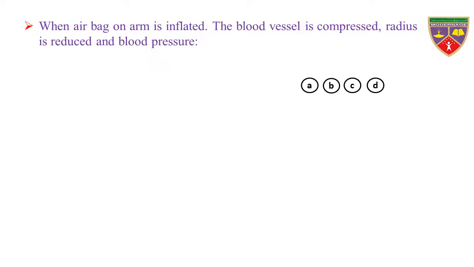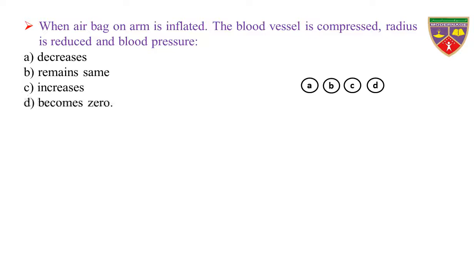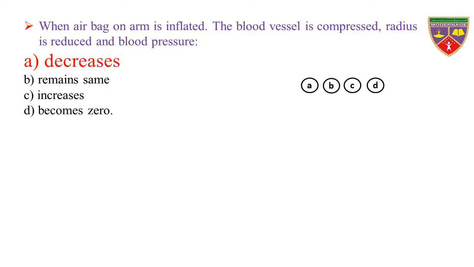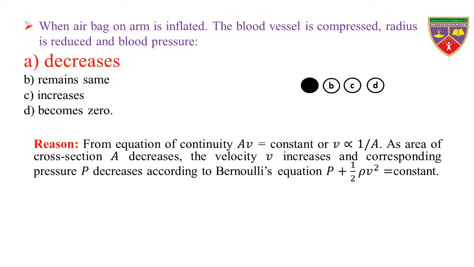When airbag on arm is inflated, the blood vessel is compressed, radius is reduced, and blood pressure, option A, decreases, option B, remains same, option C, increases, option D, becomes 0. The key is decreases. Therefore, the correct option is A.